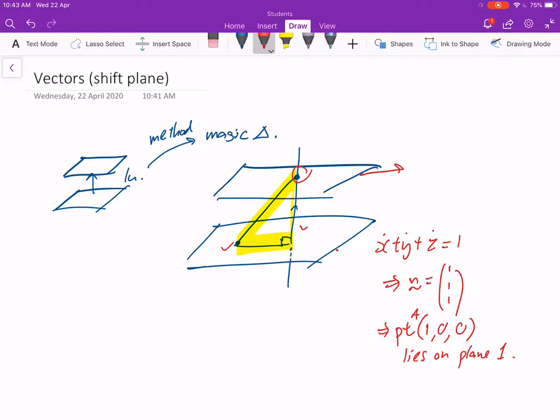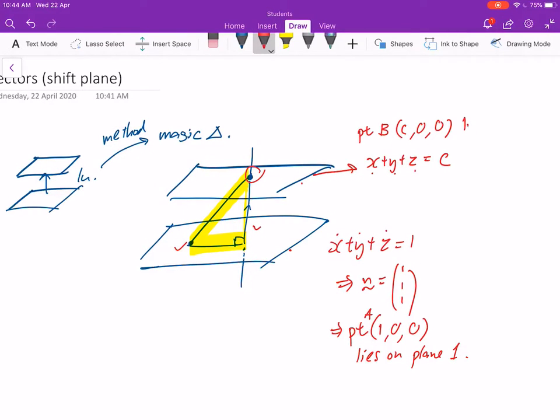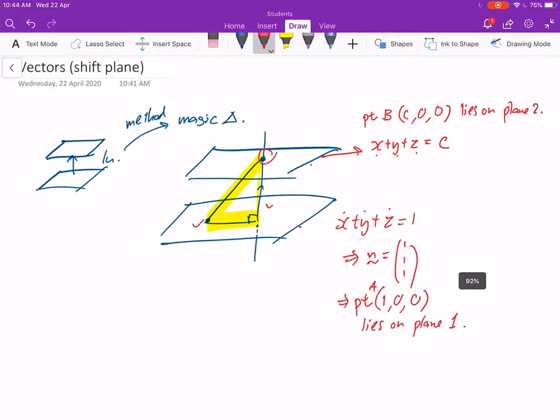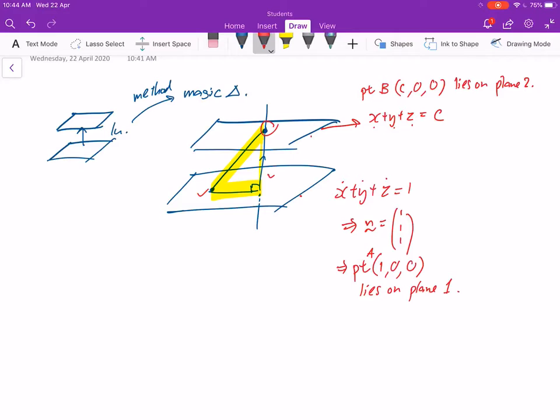Then, because the same normal passes through, I know that the left-hand side will be the same. Now, the only thing I don't know is the right-hand side, so let's call it C. Right? And again, if I want the point that lies on plane 2 is over here, x plus y plus z must equal C. So very simply, let me just write it like this. And what do we have? We are given that this is 1 unit.